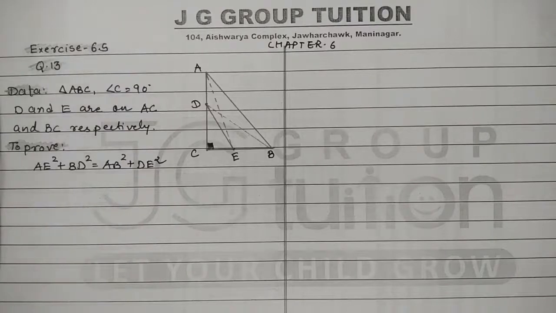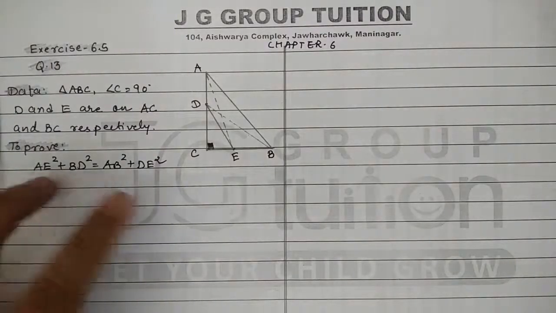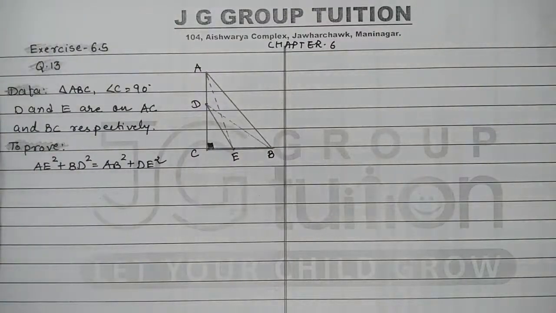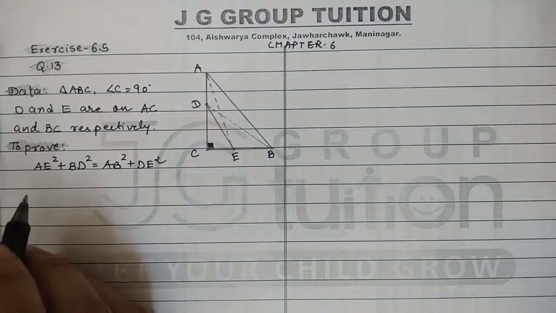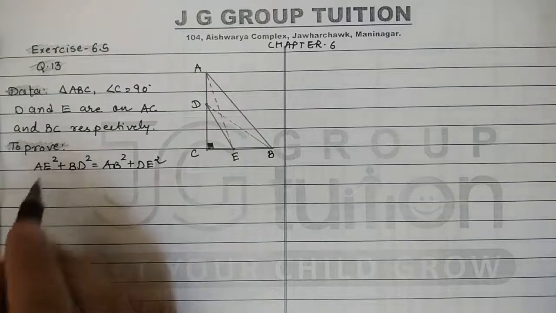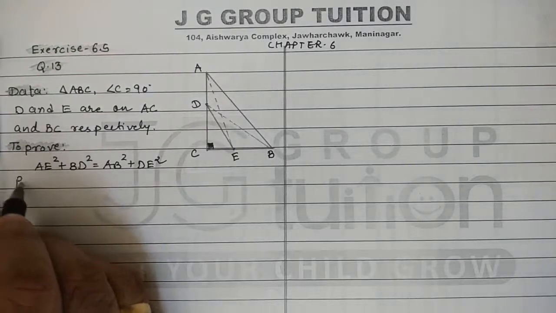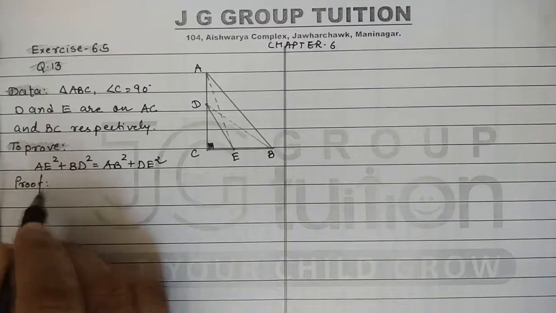So basically we have to just go for the right angle triangles. We have to find out AE square, BD square, AB square and DE square. Then we have to add these two and these two, and automatically we obtain the right hand side. So let us continue with this. I'll start with AE. So let us start, prove this.